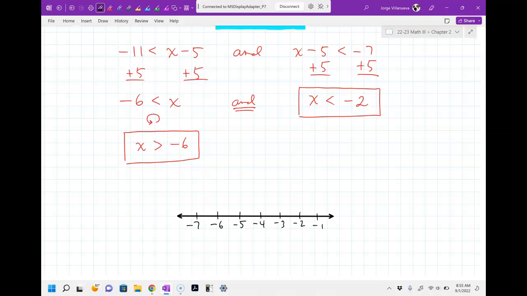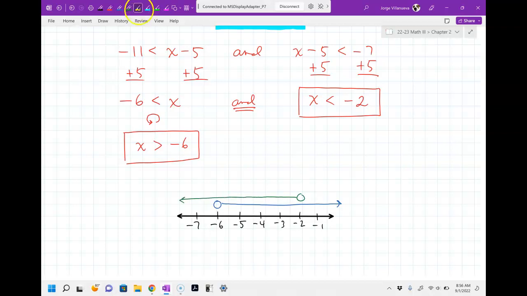So the first answer says x is greater than negative 6. Okay, x is greater than negative 6. So I'm going to go to negative 6, open or solid for that one? Open, all right. Which direction? To the right. Okay. The next one says x is less than negative 2. So I'm going to go to negative 2. Less than, open or solid? Open. And it's going to go left because it says less than, right? So less than is left.